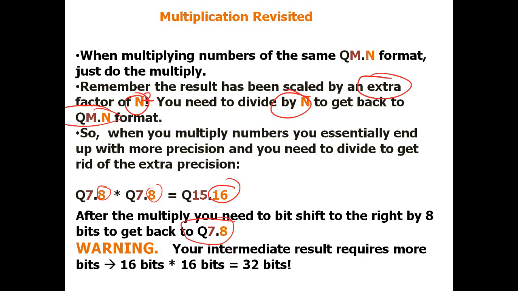Now, your intermediate result always requires more bits than your operands. So, for example, with a 16 by 16, we need at least 32 bits to handle that. If we had a 32-bit number and a 32-bit number, we need a 64-bit intermediate variable to store that result.